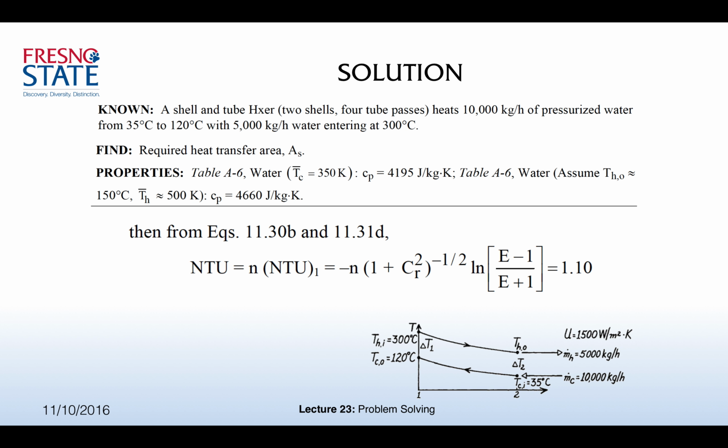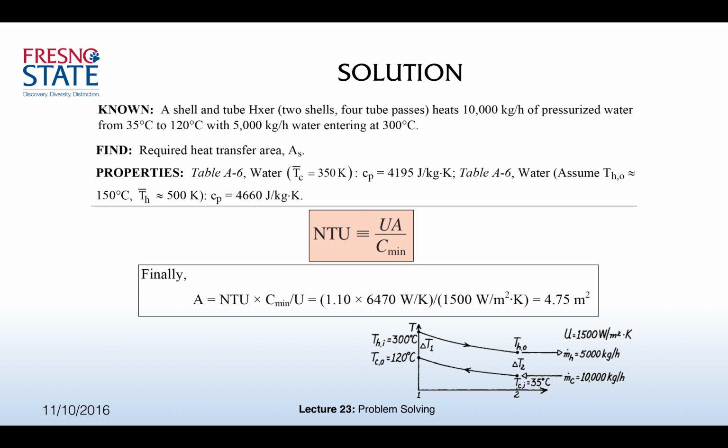Now I can use my NTU I just calculated and use the definition of NTU, which, as we recall, NTU is equivalent to UA divided by C minimum. U, if you remember, is the overall heat transfer coefficient. C minimum is the minimum heat capacity, and A is the surface area. I have my U, it's given, I remember, actually 1,500 watts per meter squared Kelvin. And C minimum, we calculated it before. The only thing that's missing in this equation is A, and that's the surface area that I want to calculate from the beginning of the problem.